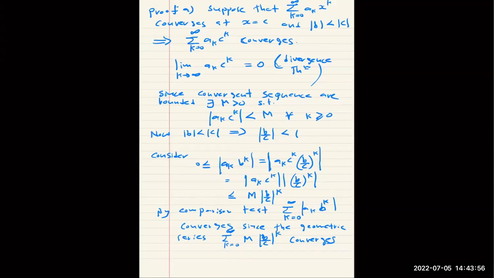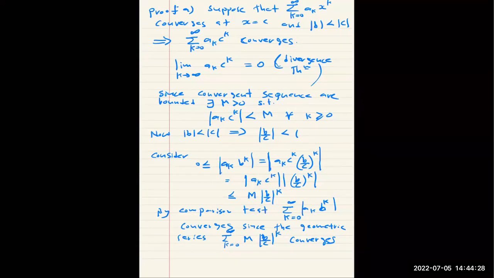Why does it converge? Because we know that the absolute value of b over c is less than 1. Looks like this is your r, right? This is r to the power k. View this as r to the power k with r less than 1. Then we know that that geometric series converges. So that means the corresponding series for this term converges. If the bigger series converges, the smaller series should converge by comparison test. Okay. All right, what does that tell you?